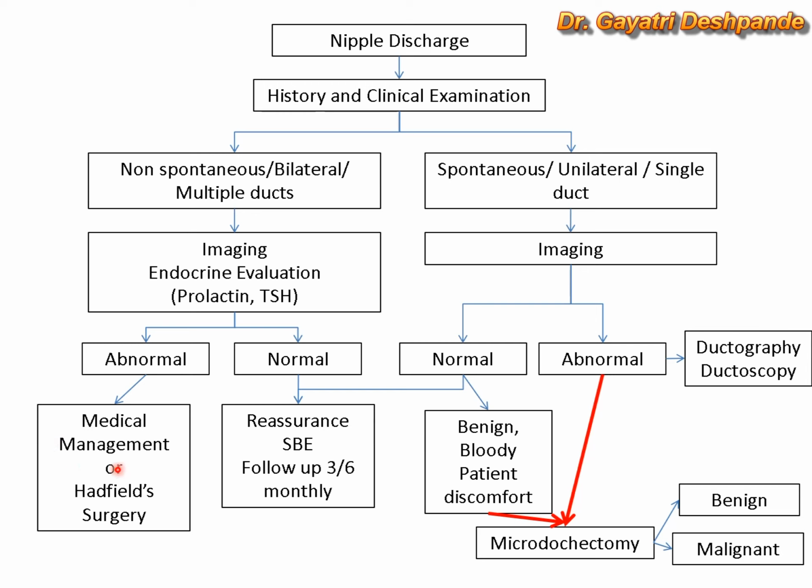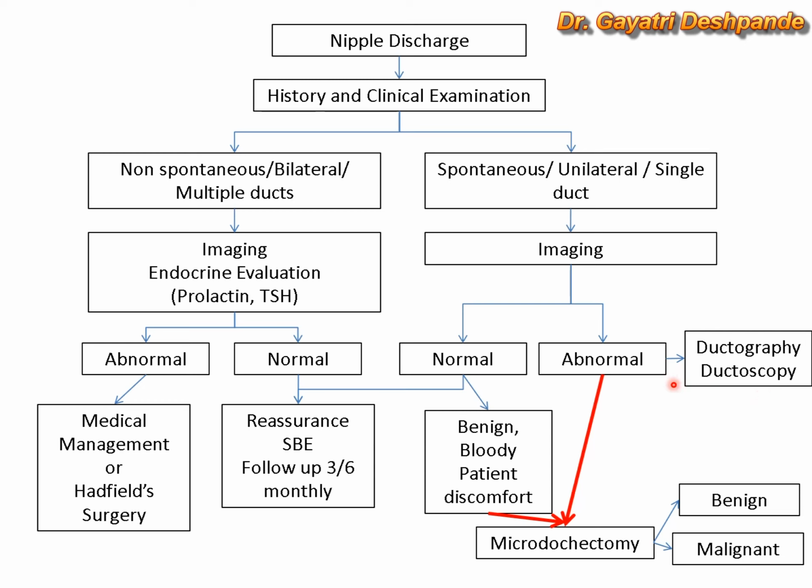Sometimes, if it is a very distressing discharge, a Hadfield's operation may be considered. However, if the discharge is spontaneous, unilateral and involves single duct, imaging is mandatory. If the imaging is normal and the patient has a benign blood-stained discharge which is discomforting, a microdochectomy can be considered. Abnormal imaging can be further investigated with a ductography or a ductoscopy if it is available.